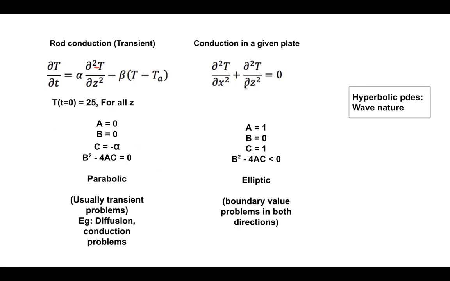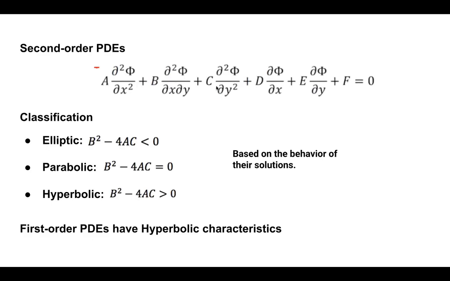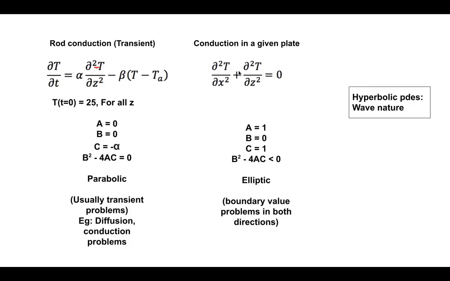Now I have another position term, ∂²T/∂z², that too in second order. So that will be here. The coefficient is c. And here when I compare, c is equal to 1. So finally I get a is equal to 1, b is equal to 0, c is equal to 1.